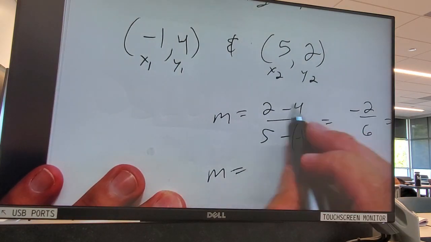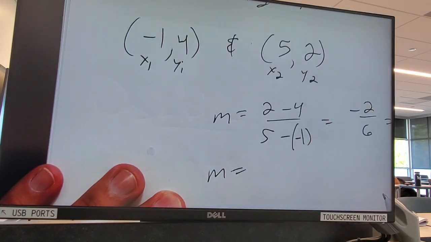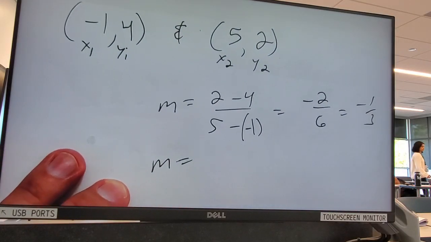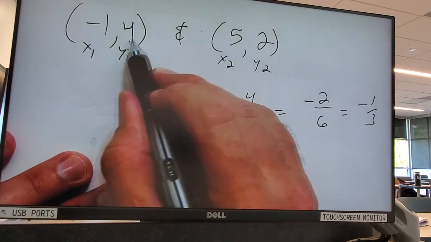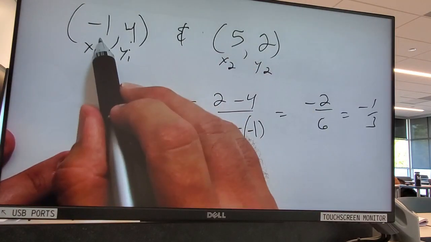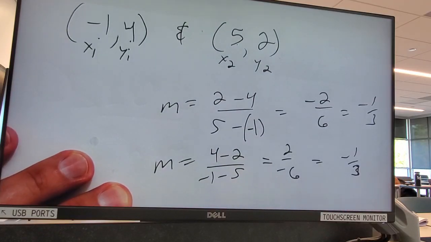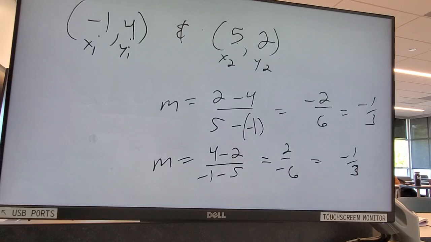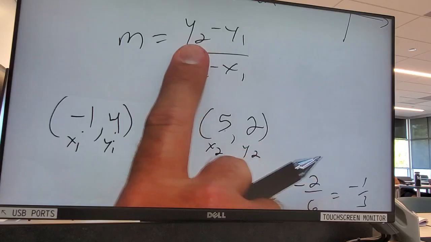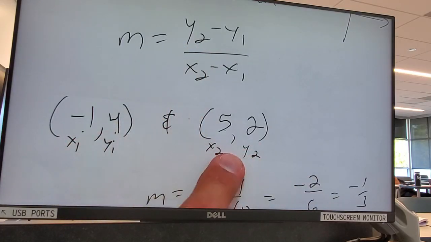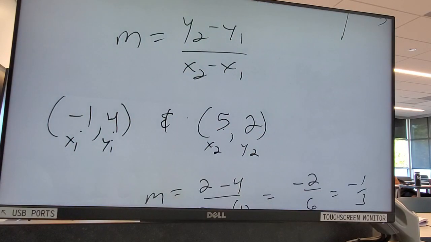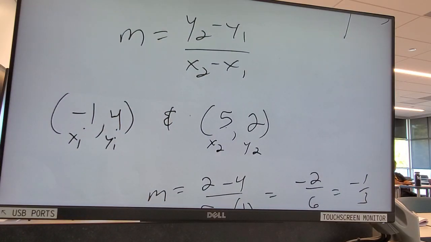If you do it the other way, 4 minus 2, sorry. Is that right? Okay. If I do it the other way, 4 minus 2 for the y's, I have to do negative 1 minus 5, and I still get negative 1/3. It doesn't matter which point you call the second point, as long as you keep the direction the same. This is why I wanted to start with this, because I know you guys have talked about lines before. I just need to dredge it back up out of your memory.